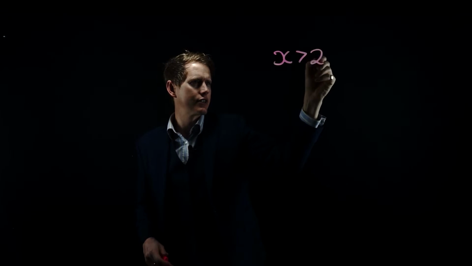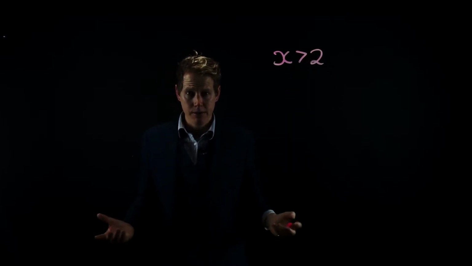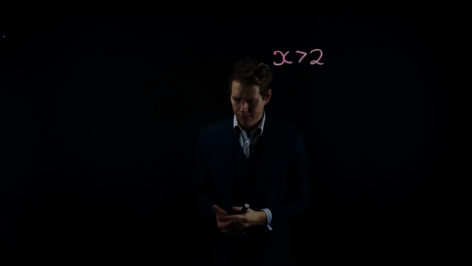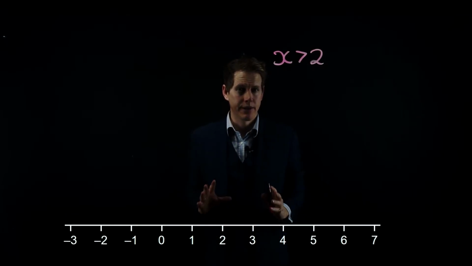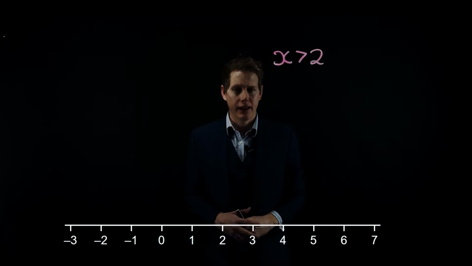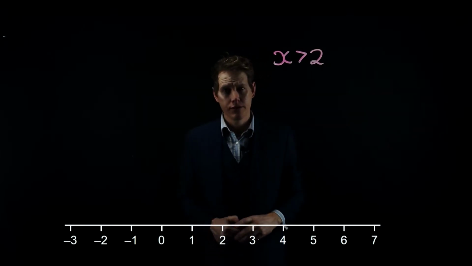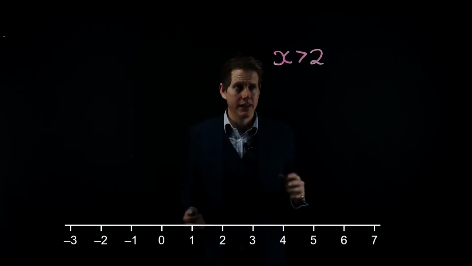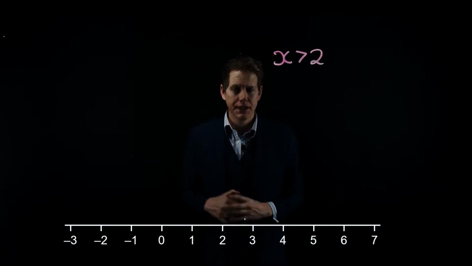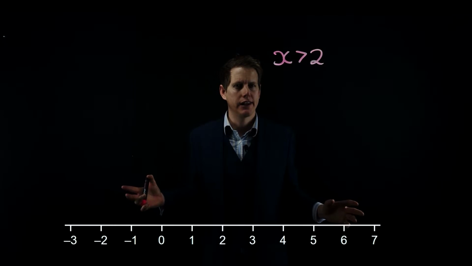Alright, so first up, I'd like to plot the inequality where x is greater than 2. Now, in order to be able to do this, I need a number line. Okay, now we need to know something about how we represent that. Now remember, there are an infinite number of solutions for x. X could be any single number that's bigger than 2. But how would I show that range of values?